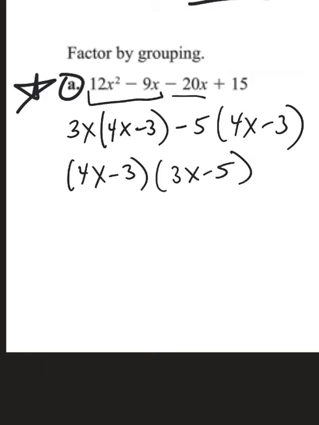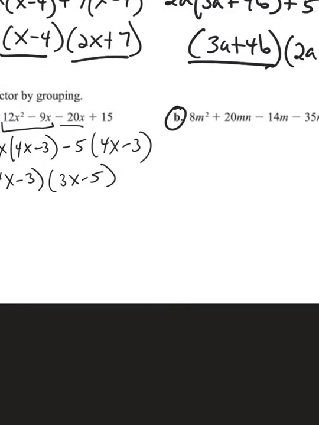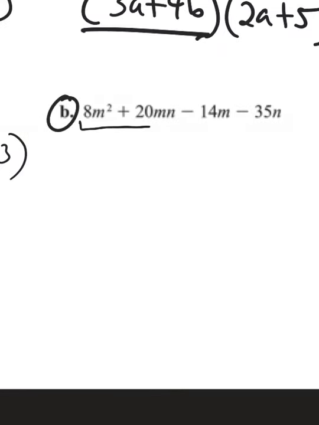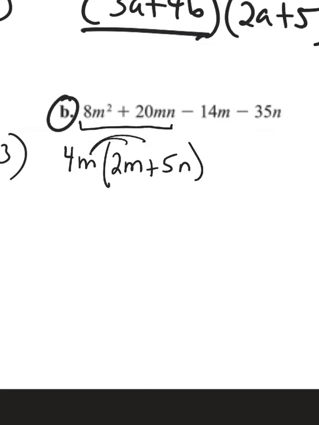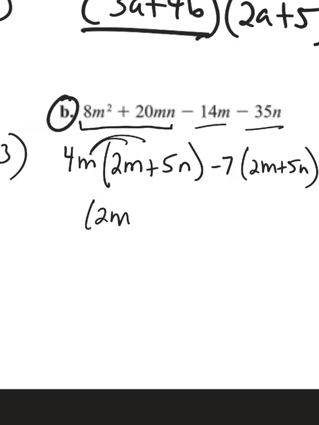Fun times. Last example, I'm going to look at this first one. I'm pulling out a 4m. So I have 2m plus 5n at the end. If I were to distribute these, it would bring me back. So I know I'm looking for a 2m plus 5n back here. If I were to multiply negative 7 times 2m, that would give me this, and negative 7 times 5n would give me this. So now I have this in the proper format to be able to factor it by grouping.